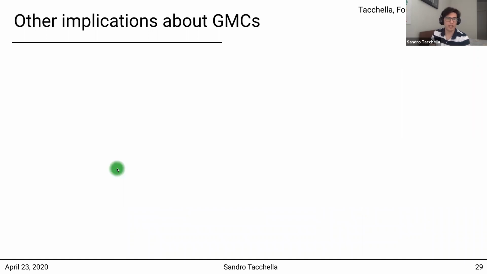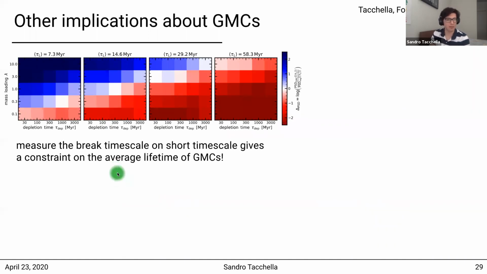Okay, there are a few other implications, and I don't have time to go into the details, but I'm happy to chat more about this. One thing is that, as I said, the break on short time scales in the power spectrum is related to the average lifetime of GMCs. And so there is the hope that we are able to really constrain the average lifetime of GMCs through the power spectrum in the future, and therefore get a handle on the life cycle of GMCs also from integrated constraints.